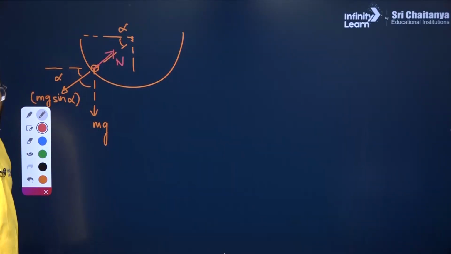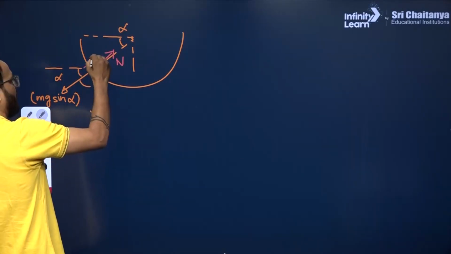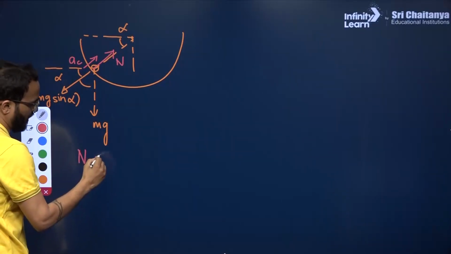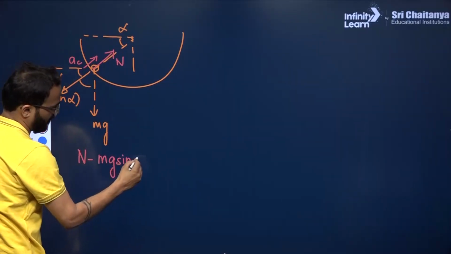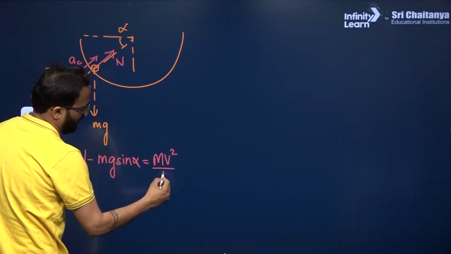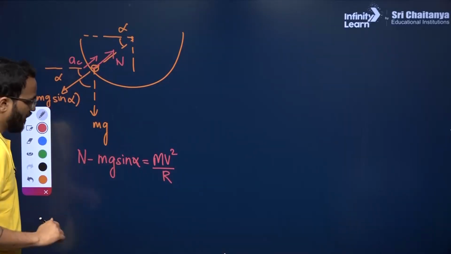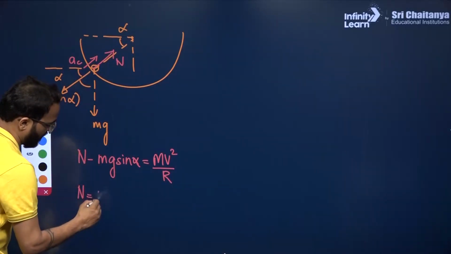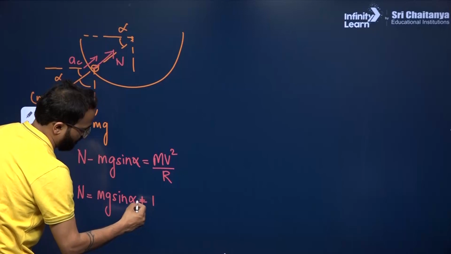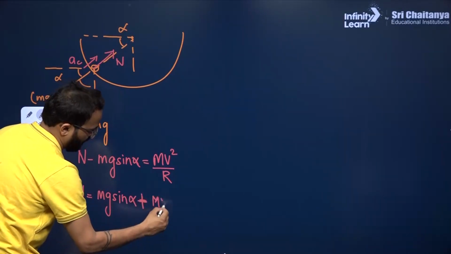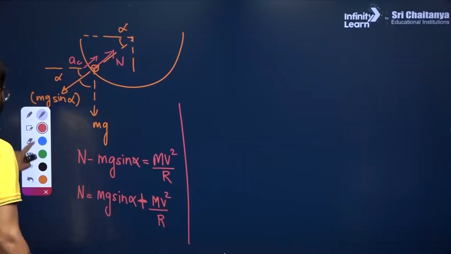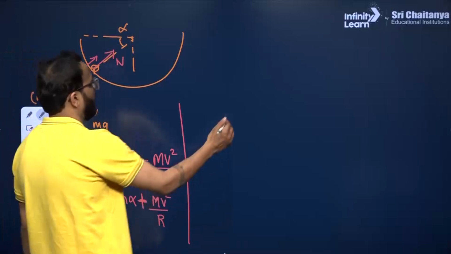Okay, so this is normal. And there will be a centripetal acceleration a_c here. So you will say normal minus mg sine alpha is equal to m into v square by r. Right? Clear? Now, what is N? So N will be mg sine alpha plus m into v square by r. Now, the challenge is to find out v square by r in this question. So what we will do? Now, look here.